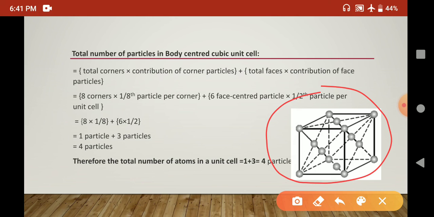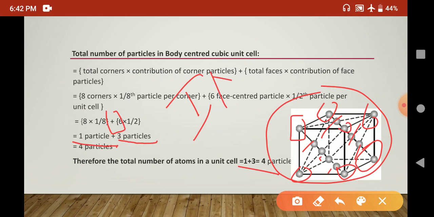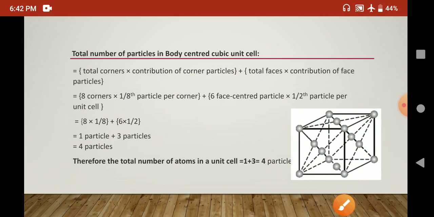Inside the unit cell there are 4 particles. How is it? From corner 1 by 8th contribution, it gives 1 particle, and half, half, half, half, half, and half. So there are 6 faces. Each face contributes half, total 3 particles. From faces, totally 4 particles present in the face centered unit cell. So this concept is very important. Calculation of number of particles.